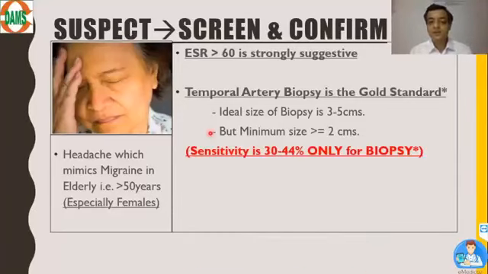But please remember, the sensitivity is the problem. When I say gold standard, the test is specific, but the sensitivity of the biopsy is not much. It is 30 to 44% only. Please see, this is the rheumatology topic. This is the update in the latest textbook, so follow these figures. This is what we want to follow.